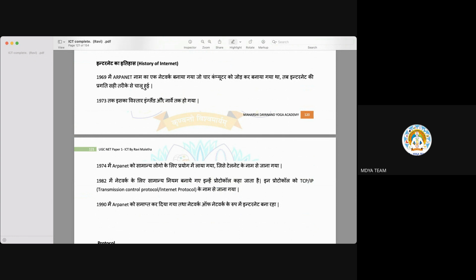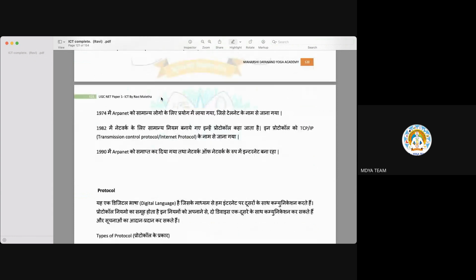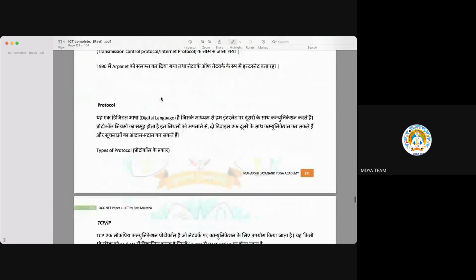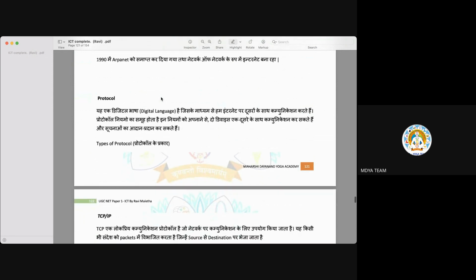The internet is a worldwide global system of interconnected computer networks. For that, they made a set of rules or regulations. There are two protocols: one is OSI and the second is TCP/IP. TCP is Transmission Control Protocol, and IP means Internet Protocol. In 1990, they ended ARPANET and called it the Internet.